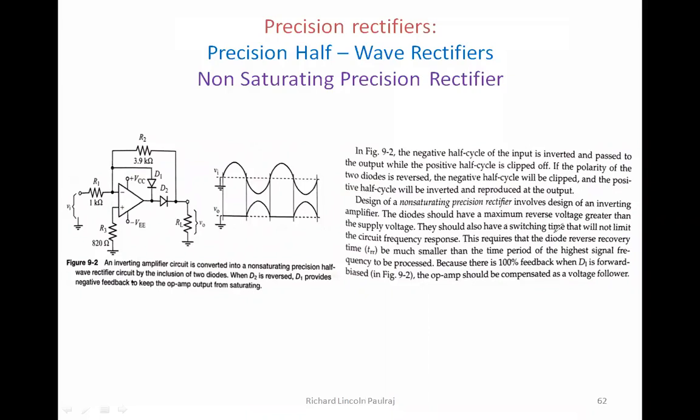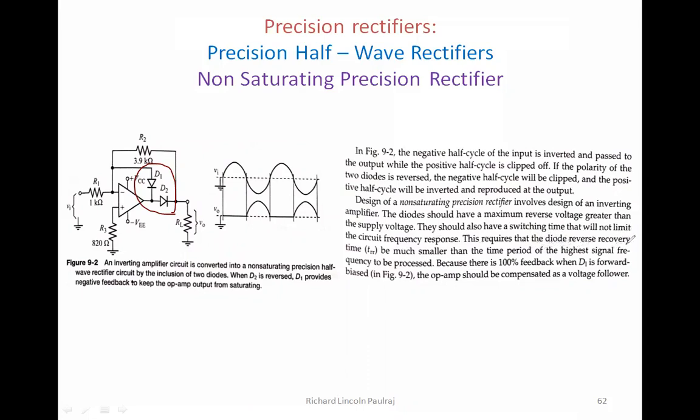They should also have a switching time that will not limit the circuit frequency response. So not only having this kind of setup, but then I need to have these diodes also to work fast. So if diodes don't work fast, my frequency or my switching operation is not going to happen. So ultimately, the operation of frequency is going to be limited, and it's going to be a low frequency operation. Okay. So they should also have a switching time that will not limit the response time.